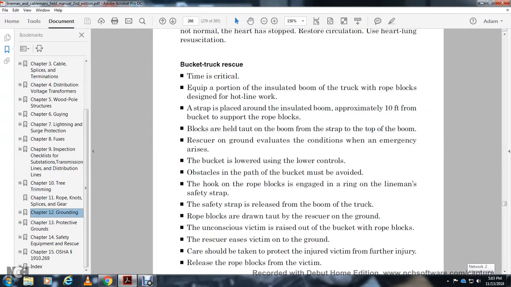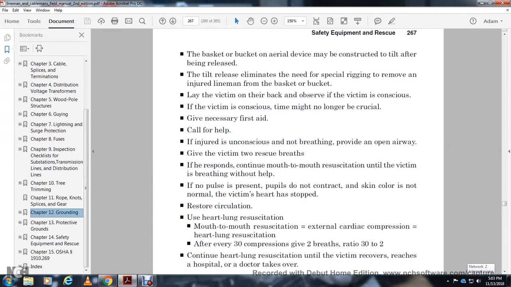The rescuer eases the victim to the ground. Care should be taken to protect the injured victim from further injury. Release the rope blocks from the victim. The basket of the bucket area of the device must be covered until after being released. Tilting eliminates the need for a special ring to remove the injured lineman from the basket. Place the victim on his back and observe whether the victim is conscious.